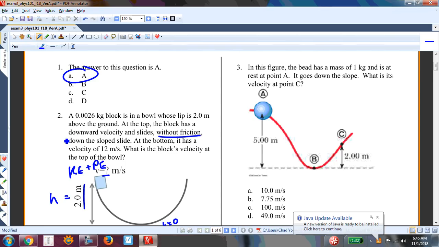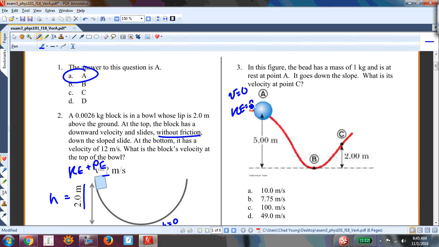Number 3 is a very similar problem. What is its velocity at point C? However, I have it at rest up here. So that means v is equal to 0. That means the kinetic energy is equal to 0 too. So it only has potential energy at the top. So the potential energy at the top is equal to the energy at point C, so right here. So it has kinetic energy. It's going to be moving at point C. It's just not going to be moving as fast as, say, at point B, but it also has potential energy. And I want to know what is that velocity.